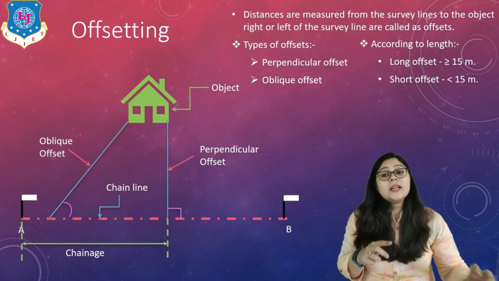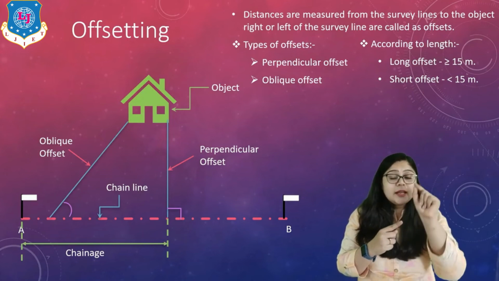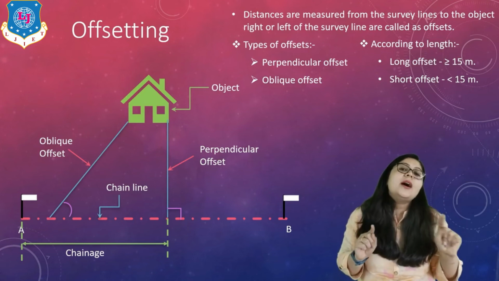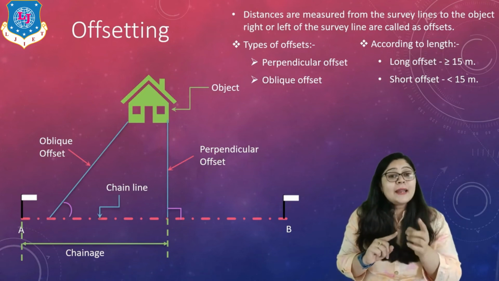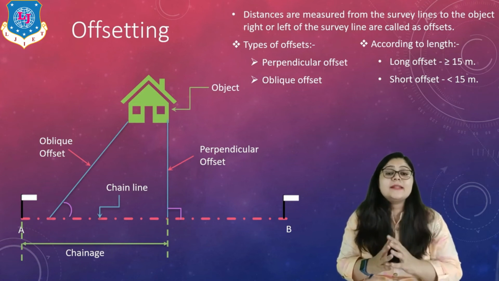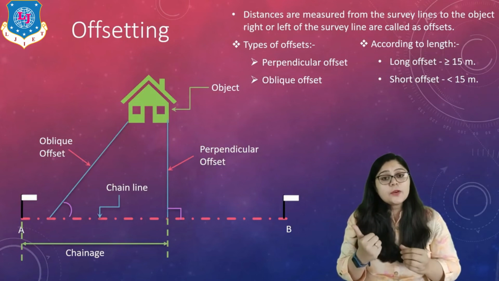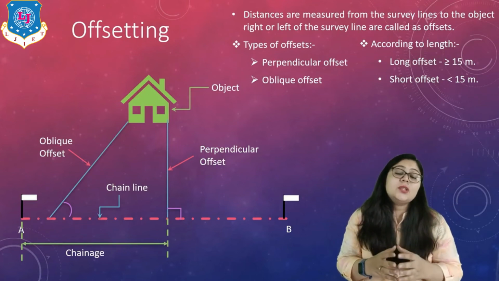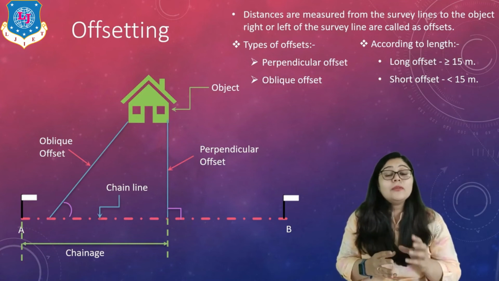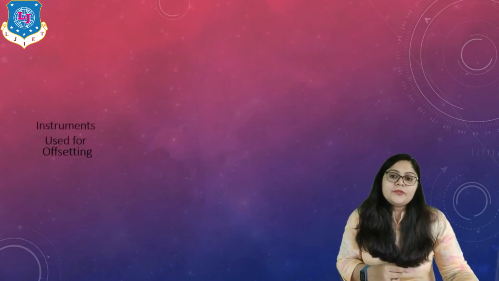Why? Because generally when the length is more, I cannot take the exact judgment of 90 degree due to the curvature of earth. So at that time, by default, the long offset should be treated as the oblique offset. So it is preferable to take the perpendicular offset at the shorter distance, which is less than 15 meter. It is again a very important topic when we want precision, right? So this is all about the offsetting.